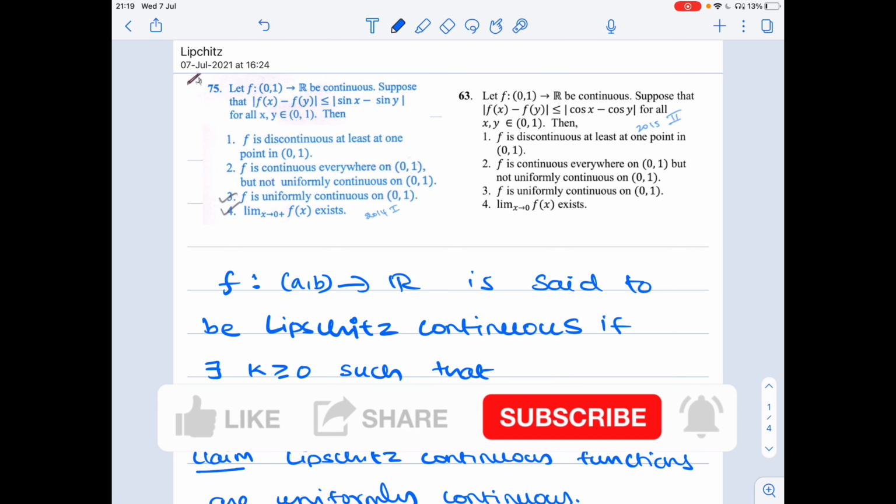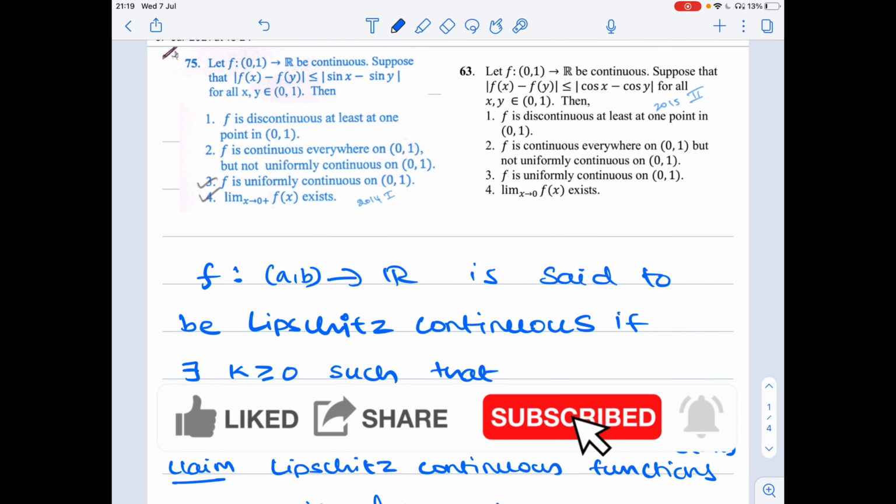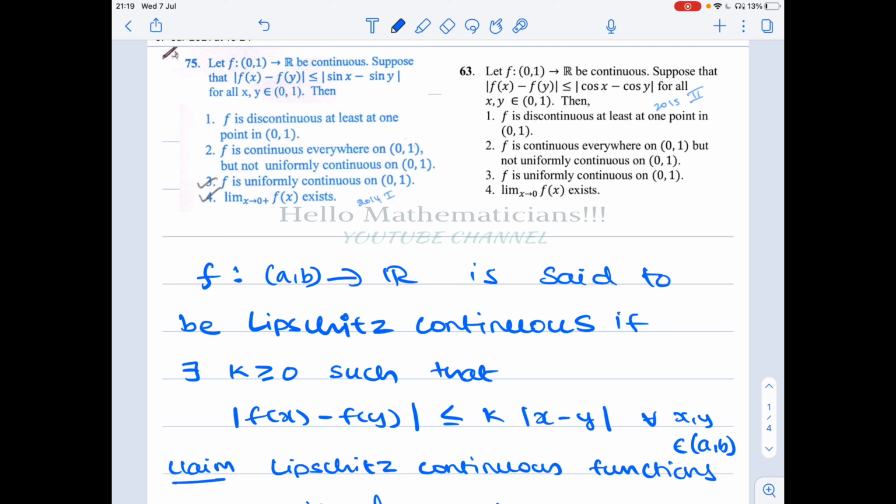Hello mathematicians. Today we see one very nice problem from real analysis, and you will see the same problem with a little modification: one time it is asked with sin x, another time with cos x. This is 2014 June, this is 2015 December, and the options are exactly the same. That is why you should prepare the previous year questions.